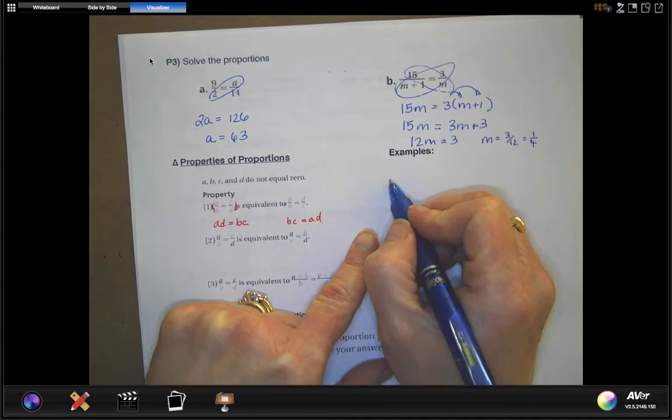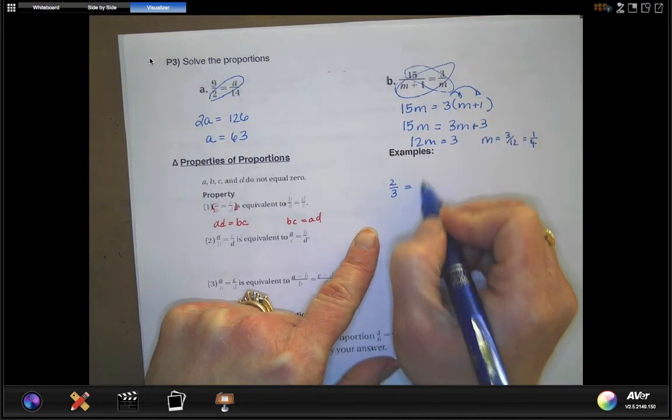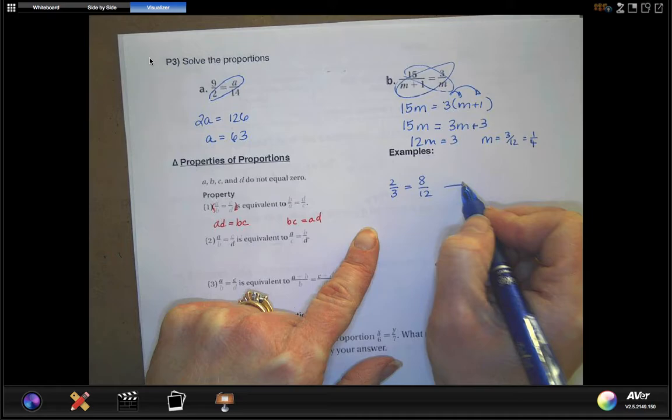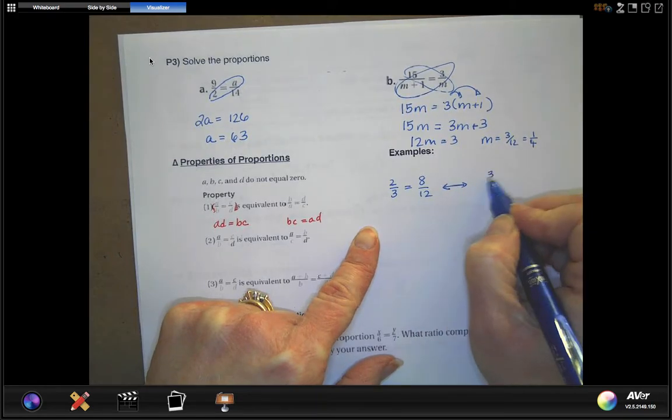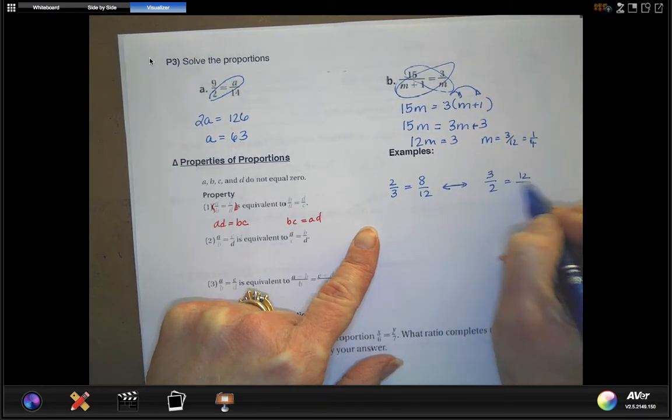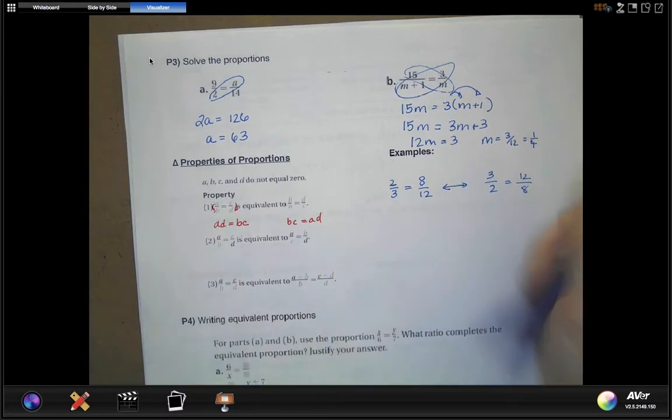As an example, if I have 2 over 3 is equal to 8 over 12, that's equivalent to saying 3 over 2 is equal to 12 over 8. So as you can see, I just flipped it.